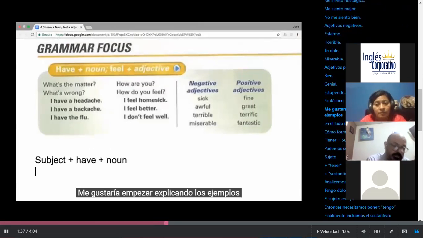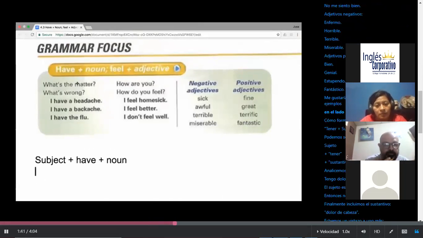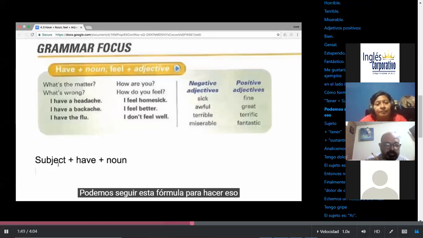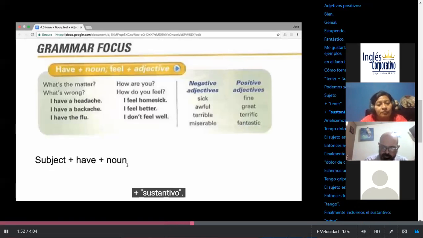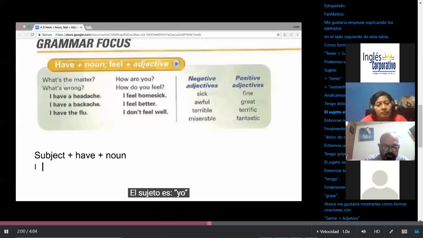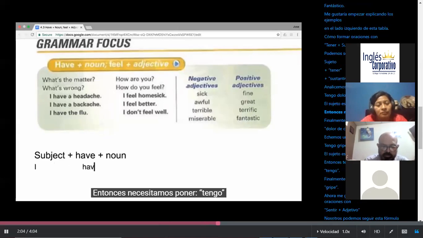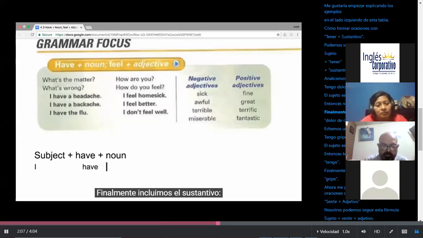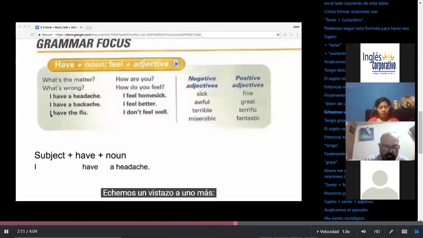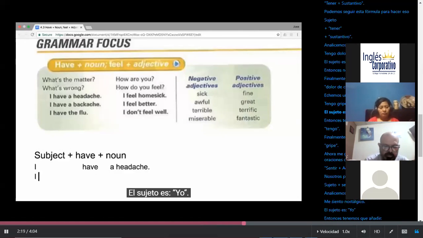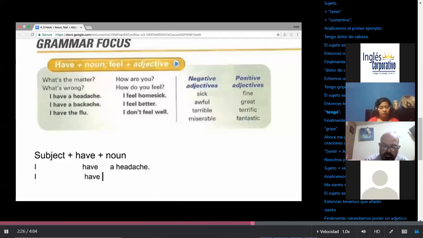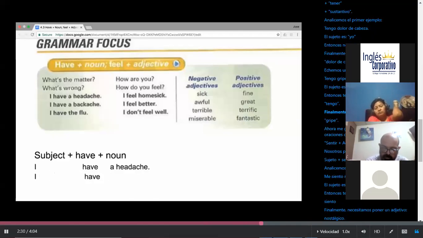I would like to start by explaining the examples on the left-hand side of this chart. How to form statements with have plus noun. We can follow this formula: subject plus have plus noun. Let's analyze the first example. I have a headache. The subject is I. Then we need to put have. Finally, we include a noun, a headache. Let's take a look at one more example. I have the flu. The subject is I. Then we need to put have. Finally, we include the noun, the flu.